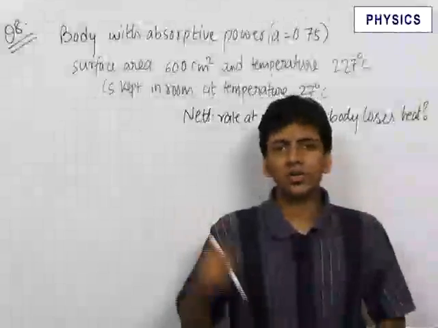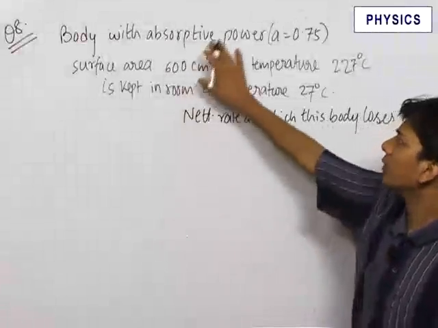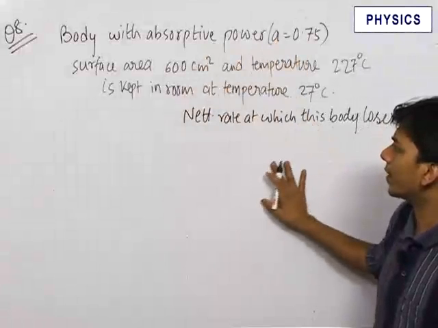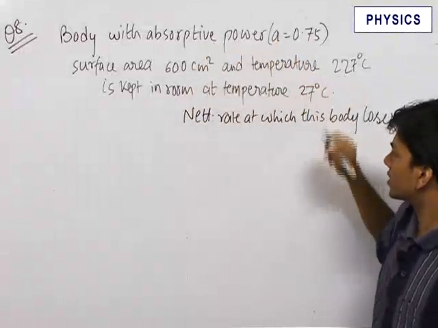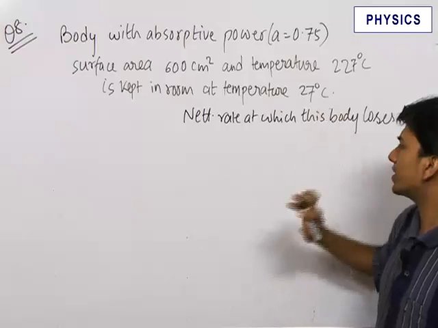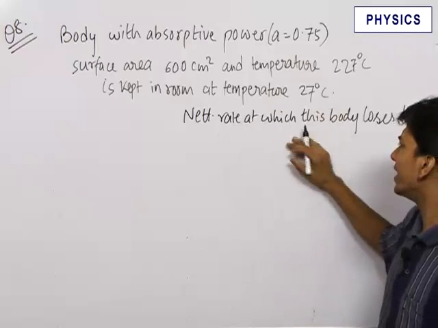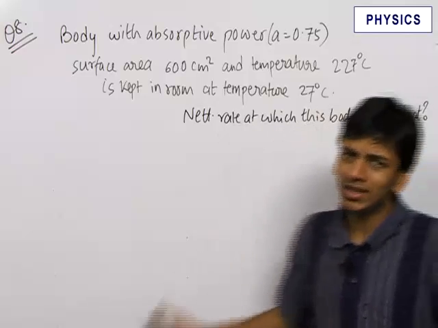This is a pretty simple question if you apply the formulas correctly. A body with absorptive power A equal to 0.75, surface area and temperature is given, is kept in a room at a temperature of 27 degrees Celsius. We need to find out the net rate at which this body loses heat.